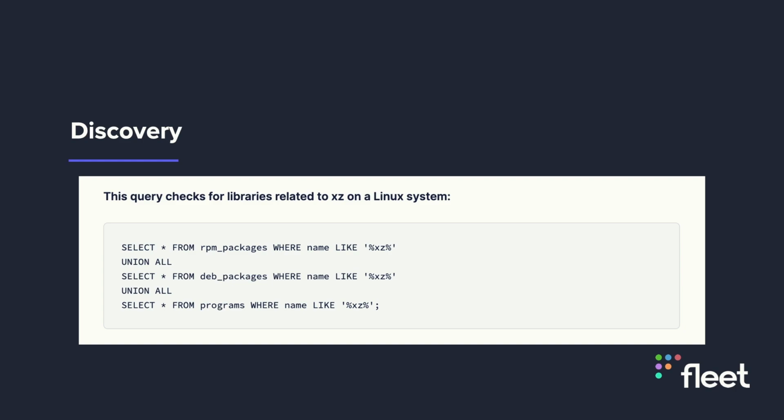Out of the box, that query uses the Homebrew packages table. And we were able to detect whether or not computers had XZ installed via Homebrew just by doing a search in the Fleet UI, which is really cool, without creating any custom queries.